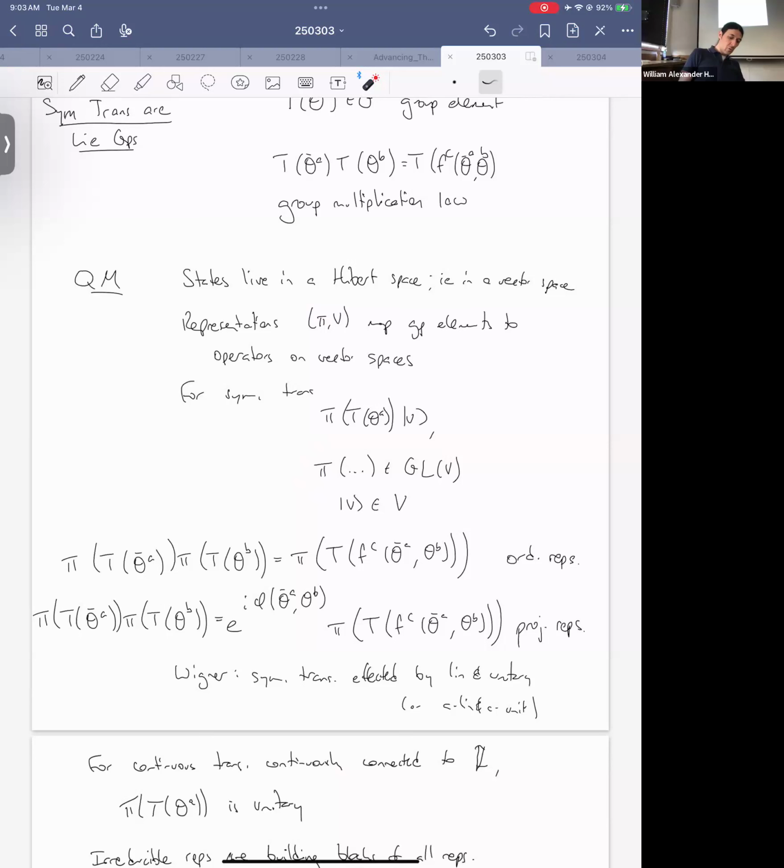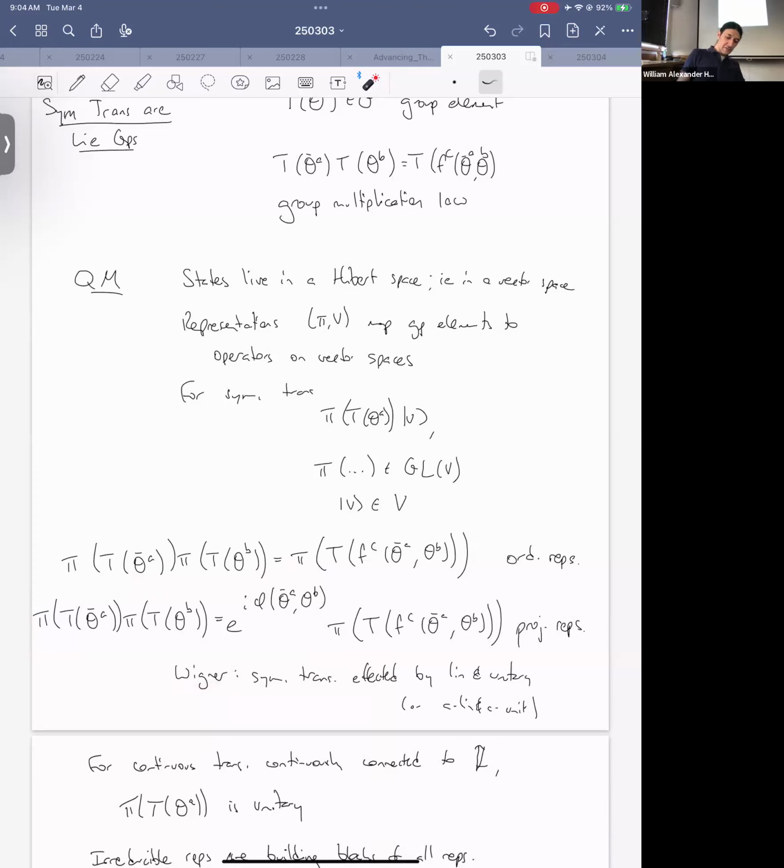Now, if these representations are ordinary representations, then they completely respect the group multiplication rule. So if I take this group multiplication rule upstairs and simply act with the representation map on it, the representation of the group element T for the theta B parameters, followed by the representation of the group element associated with the theta bar A parameters, is exactly equal to the representation of the group element given by the group multiplication law. It's an ordinary representation. But because quantum mechanics is insensitive to overall phases, we have to allow a generalization, which is that we allow for a phase difference between the group multiplication law on the group elements and the multiplication law for the representations of the group elements. So we allow for what are known as projective representations, or representations up to a phase.